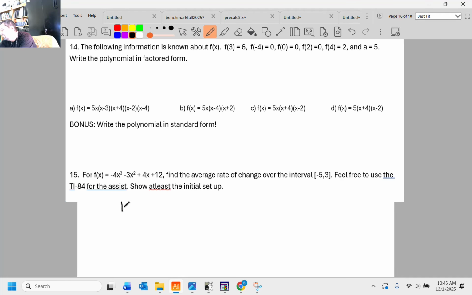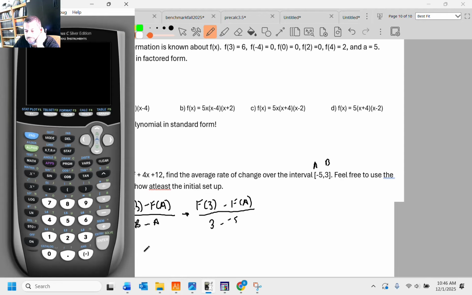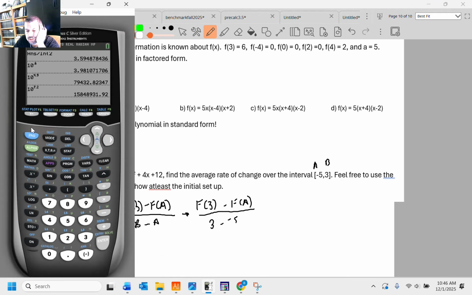I don't get it. The formula is f of b minus f of a, sitting pretty over b minus a. This is a, this is b, okay? So I need to figure some stuff out. I need to figure out f of 3, and I need to figure out f of a. And that's again over b minus a, 3 minus a negative 5. Now, I'm going to do this in a calculator because why not? Because you guys are so bad as a class at typing numbers in.